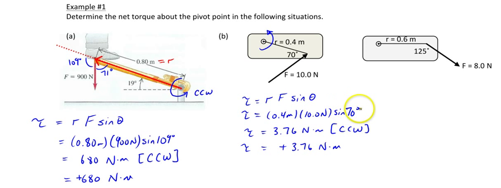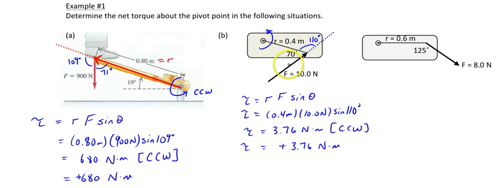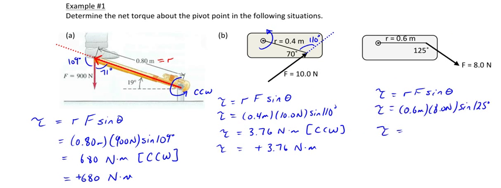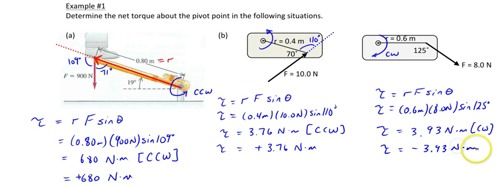By the way, instead of an angle of 70 degrees, you could use an angle of 110 degrees between the force vector here and the arm vector, and that will also give you the same result. Okay, going on to the second version, applying the same formula and substituting, you get a torque of 3.93 newton meters going in the clockwise direction. And a clockwise torque is a negative torque based on our sign convention. Okay, that's it for example 1A and B, and in the next video I'll do examples 1C and D.